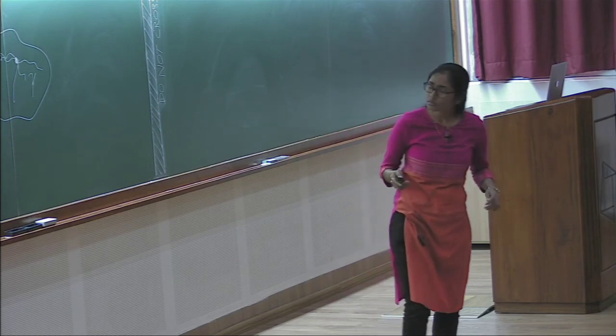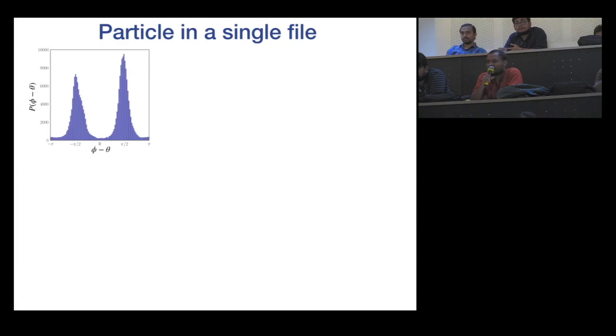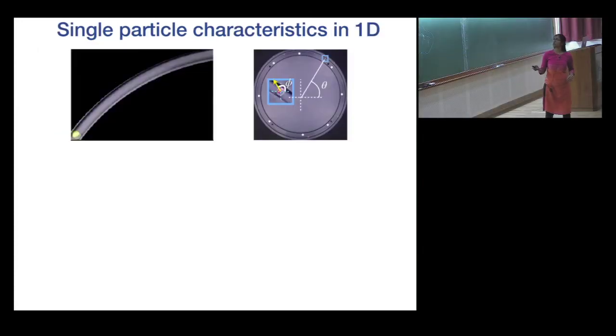Theta minus phi distribution. So what is phi and what is theta here? Theta is the position of the particle and phi is the internal orientation of the particle.